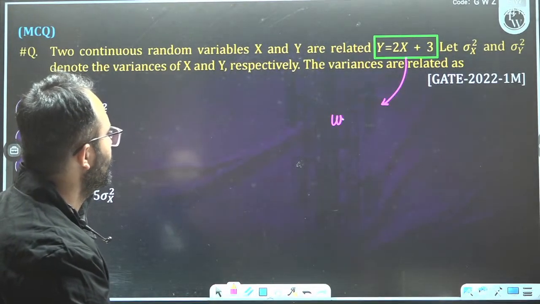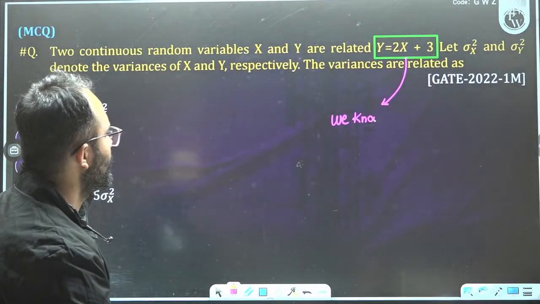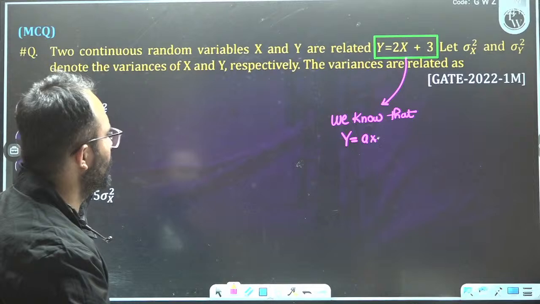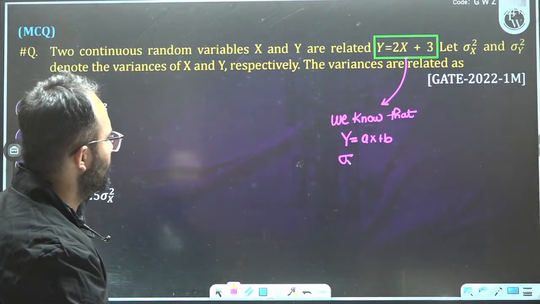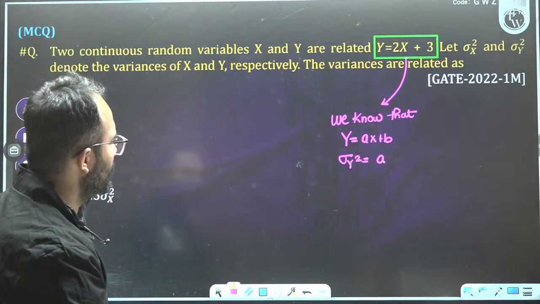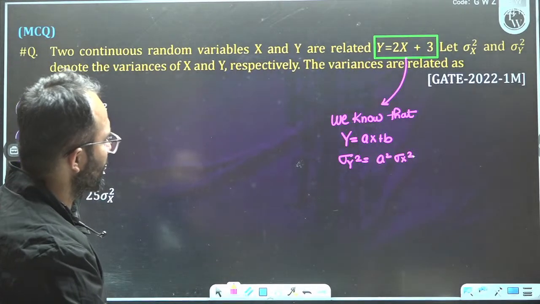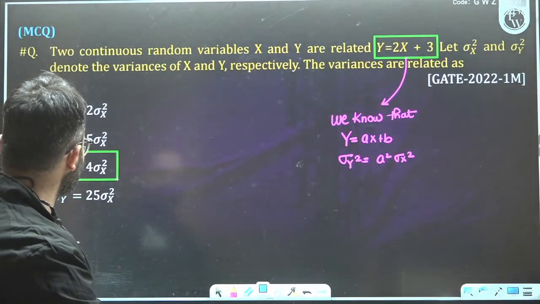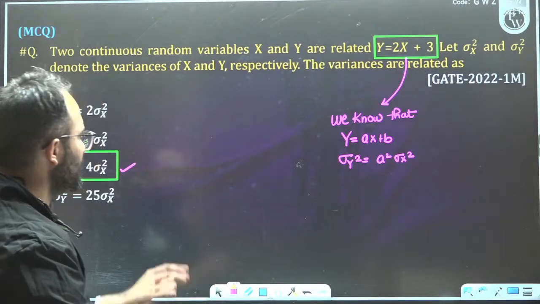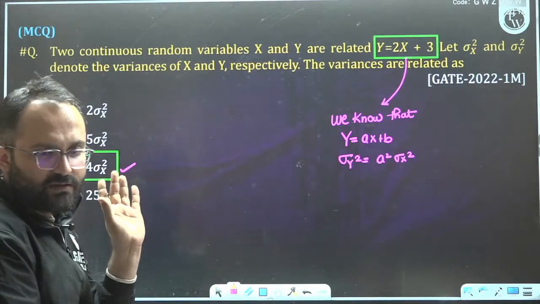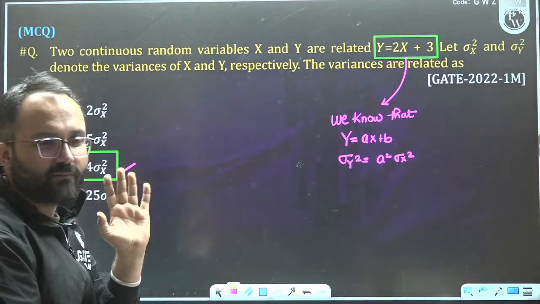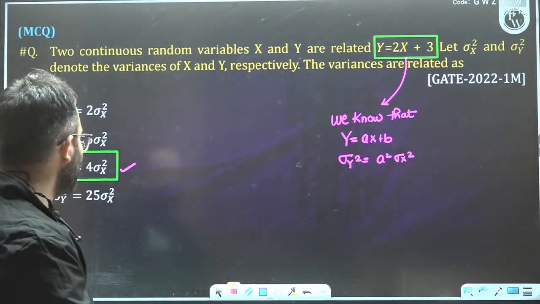We know that y is equal to ax plus b, and in that case the variance of y is equal to a square times the variance of x. So if we do the comparison, we can see that a is equal to 2, so C will be the correct answer. A very straightforward question that can be marked very easily. So one-marker problems that we can get from the random variable and random process topic like this, we can solve very easily.